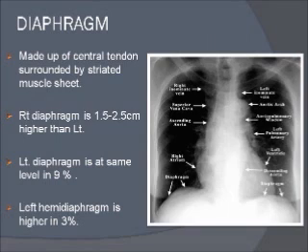Now coming to the diaphragm, we have 2 diaphragms, right and left. We sometimes call them hemidiaphragms. The diaphragm is basically a muscular-tendinous structure. There is a central tendon surrounded by striated muscle sheets. Normally the right diaphragm is slightly higher than the left diaphragm. The right diaphragm is 1.5 to 2.5 centimeters higher than the left diaphragm.